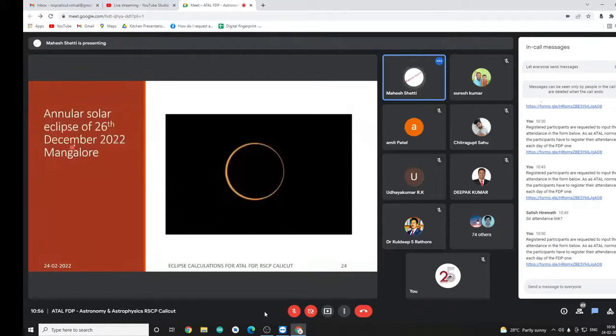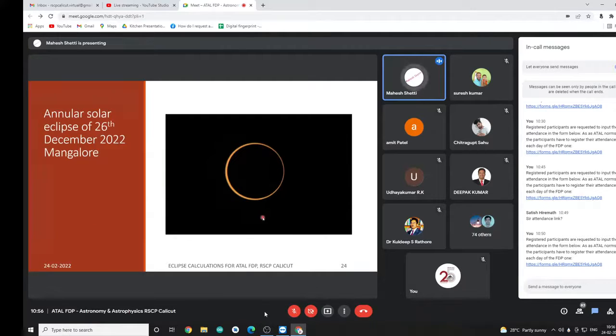So this is a simple photograph of this annular solar eclipse. We had gone to Mangalore, so this is that annular solar eclipse photograph. Now for a total solar eclipse, naturally you will see the corona and other effects, but for an annular solar eclipse you don't see anything.